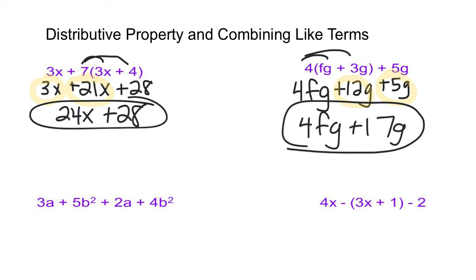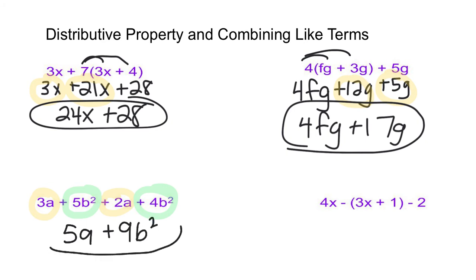So for this, we're just going to look for the things that are alike. So I've got a 3a and a positive 2a that are like terms. They both have an a. And I have a 5b squared with a 4b squared. That'll be able to go together because they're both b squareds. So 3a plus 2a will give me 5a. 5b squared plus 4b squared gives me positive 9b squared. And that's all we have to do that one. We only combine terms. There's nothing to distribute there.